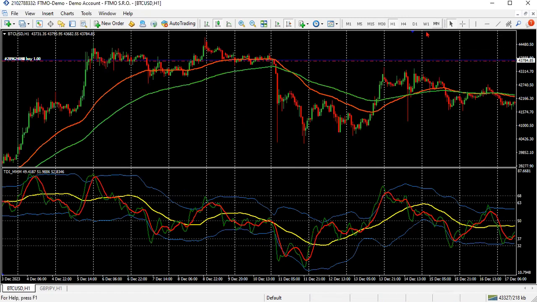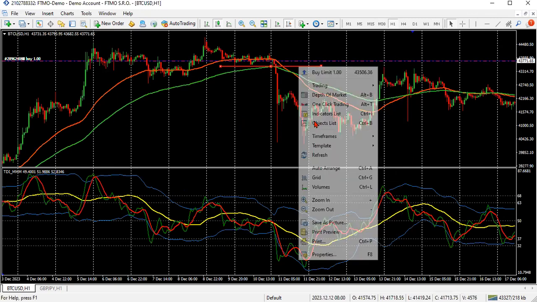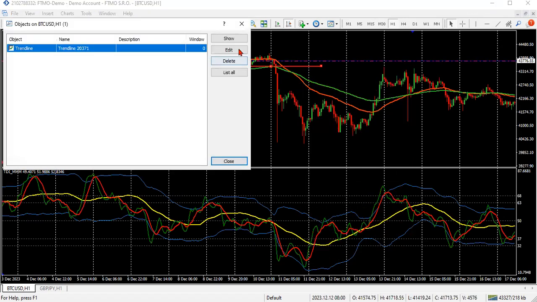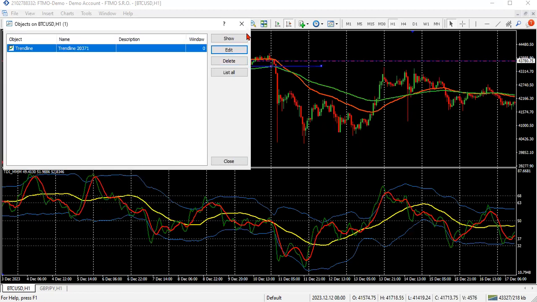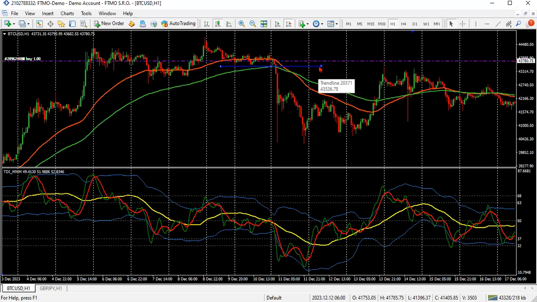So first of all, you have to notice a break of structure, and then a retest of that break of structure. I'm going to change this to blue, because I have a lot of red on here, just some colors to stand out. All right, so go all the way across, right?